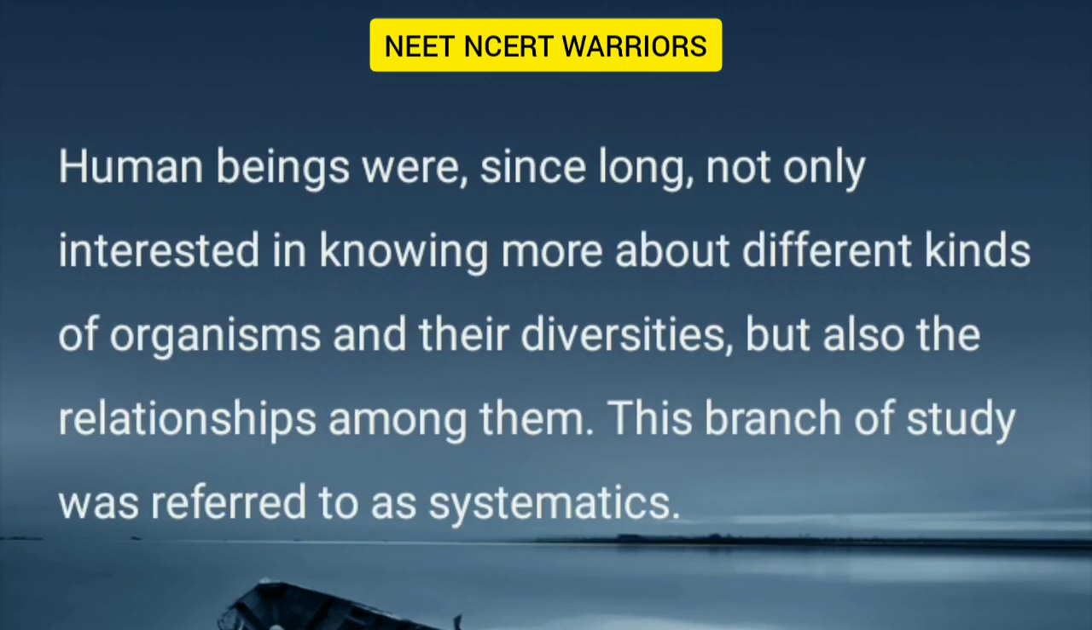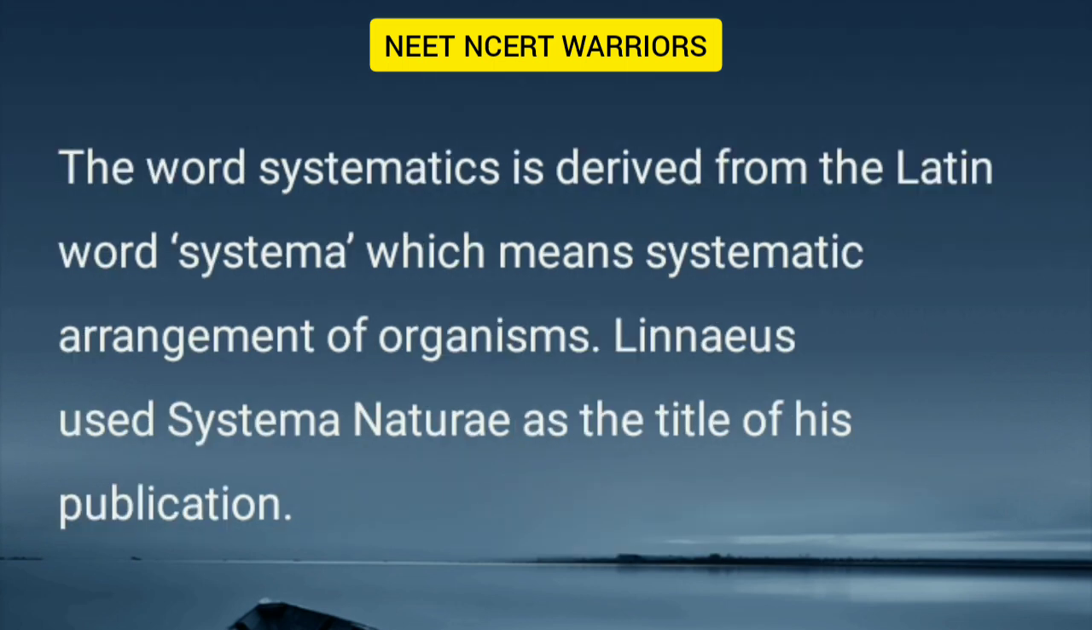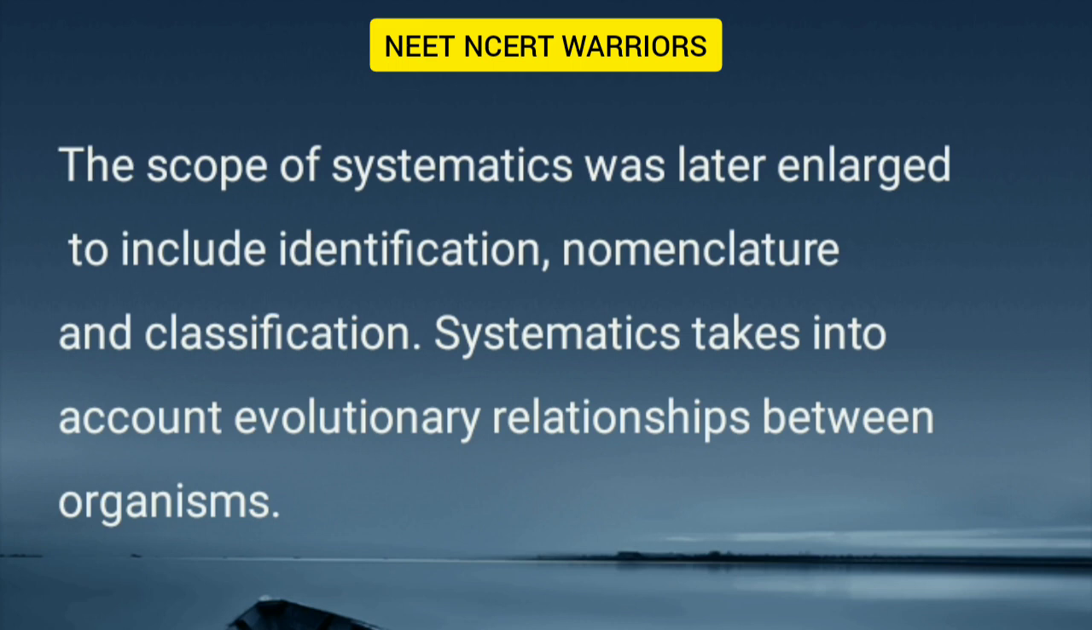Human beings were since long not only interested in knowing more about different kinds of organisms and their diversities, but also the relationships among them. This branch of study was referred to as systematics. The word systematics is derived from the Latin word systema, which means systematic arrangement of organisms. Linnaeus used Systema Naturae as the title of his publication. The scope of systematics was later enlarged to include identification, nomenclature, and classification. Systematics takes into account evolutionary relationships between organisms.